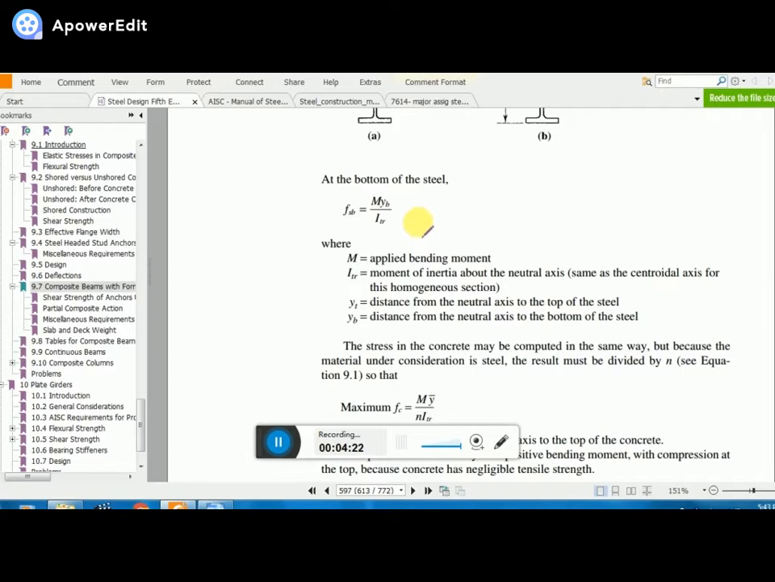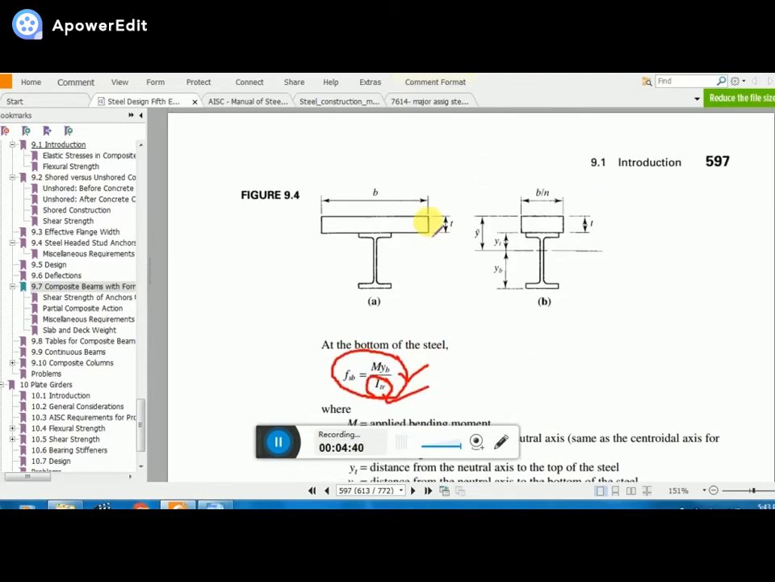I hope and expect that you understand this equation. This is the bending equation, and you see that in the bending equation we need a transformed moment of inertia, or you can say moment of inertia. As we are looking at a composite section, a composite section is a combination of two or more materials. So here we have a concrete section, clear? And here we have a steel section.